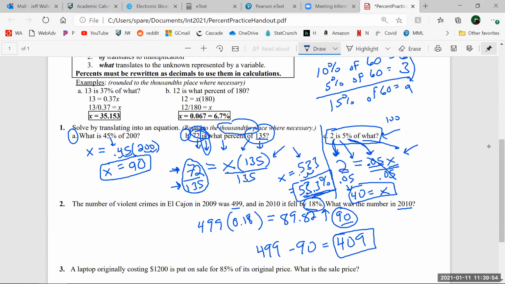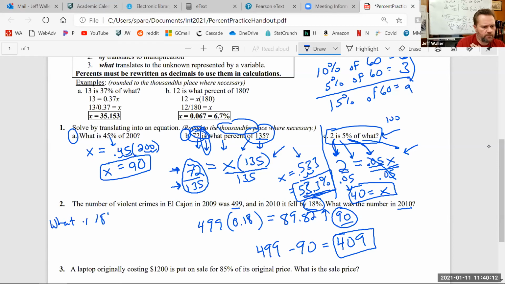Yeah, what was that? I tripped myself up doing this because I did 0.18 over 499 and then tried to multiply that by 100. Whoa. Okay. Yeah, if you want to reword this, it would be what is 18% of 499, right? That's the first step. And that leads to this work.